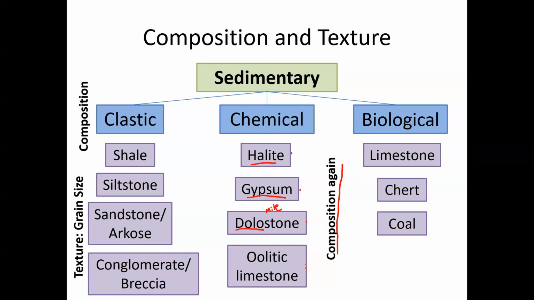Oolitic limestone is a special kind of limestone made of ooids, which is kind of about texture, but we'll talk about that. And then it turns out that we can talk about biological rocks such as limestone, chert, and coal too. But those are all down to their composition, right? Coal is dead plants.